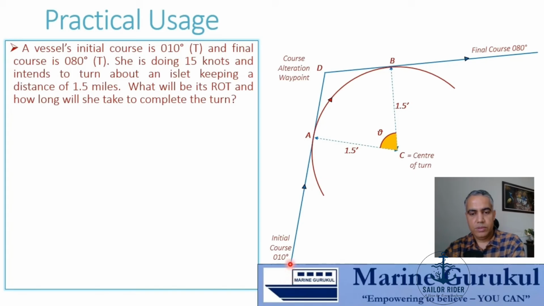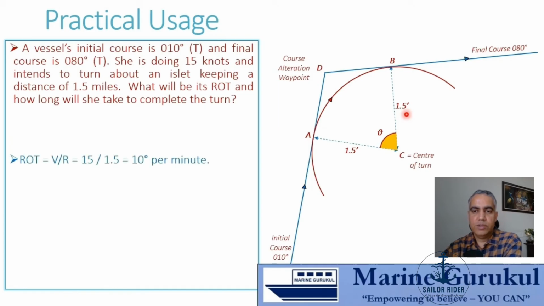Vessel is moving on an initial course of 010 degrees and the final course is planned to be 080 degrees, and the vessel has to make the turn about an island. Let us assume we have the island here at this particular location, which will be the center of our turn, and the radius of the turn is assumed to be 1.5 miles. So you can see the radius of the turn, Charlie to Alpha, denoted as 1.5 miles. Then Charlie to Bravo, denoted as 1.5 miles.